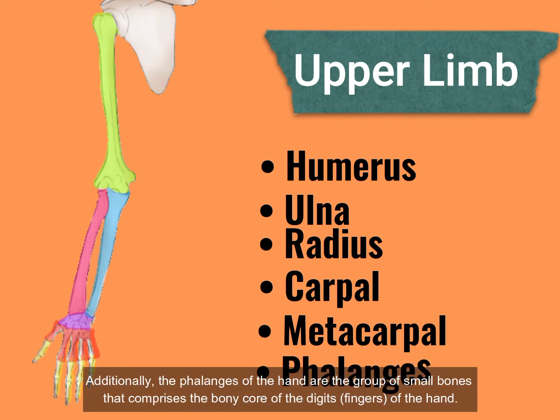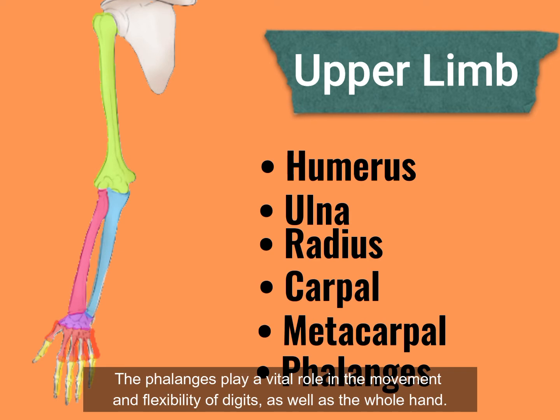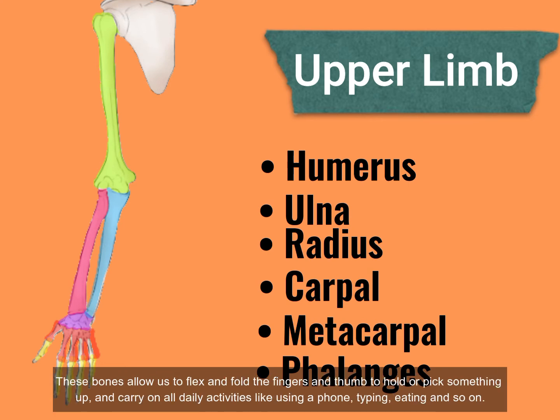Additionally, the phalanges of the hand are the group of small bones that comprise the bony core of the digits or fingers of the hand. Even though they are small in size, they are classified as long bones because of their structural characteristics. The phalanges play a vital role in the movement and flexibility of the digits as well as the whole hand. These bones allow us to flex and hold the fingers and thumb to hold or pick something up and carry on daily activities like using a phone, typing, eating, and so on.